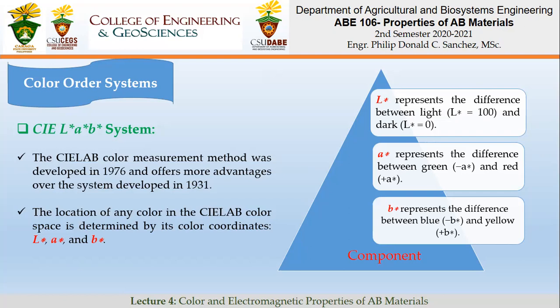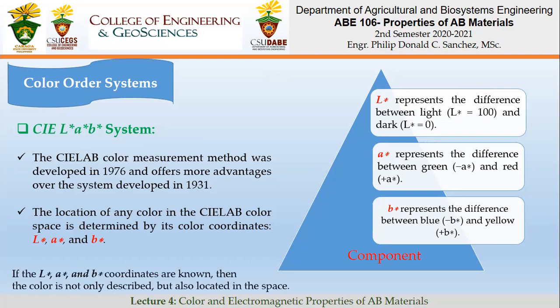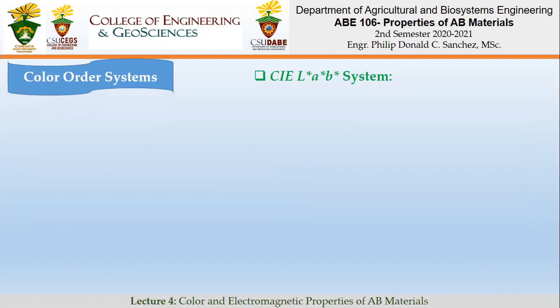Ang iyang pagka-saturated gikan sa color white hangtod sa dark. Okay? So mao na siya ang sa L. Okay, I hope you have understood and you can now differentiate the three color systems. But the most commonly used one is the CIELAB color order system. So the L, A, and B coordinates are known, and the color characteristics of the products can now be measured.